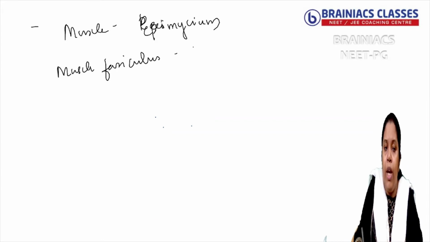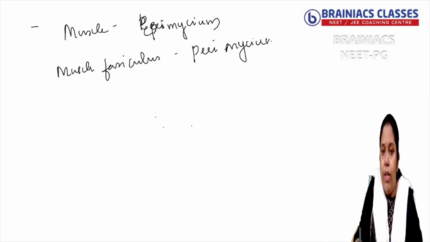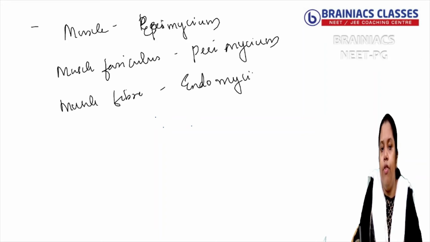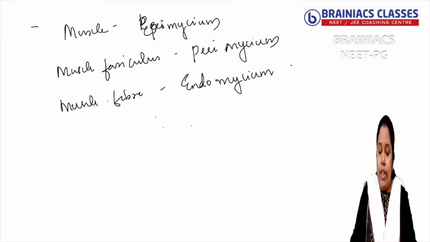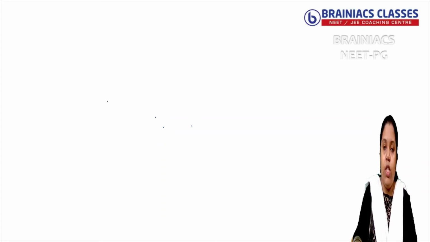Fasciculus is covered by perimysium. And the muscle fiber is covered by endomysium, which we have discussed. Everything is discussed in physiology. So this is about the muscle, and the general histology. Now we are moving on to each system. First, we are going to discuss the nervous system.